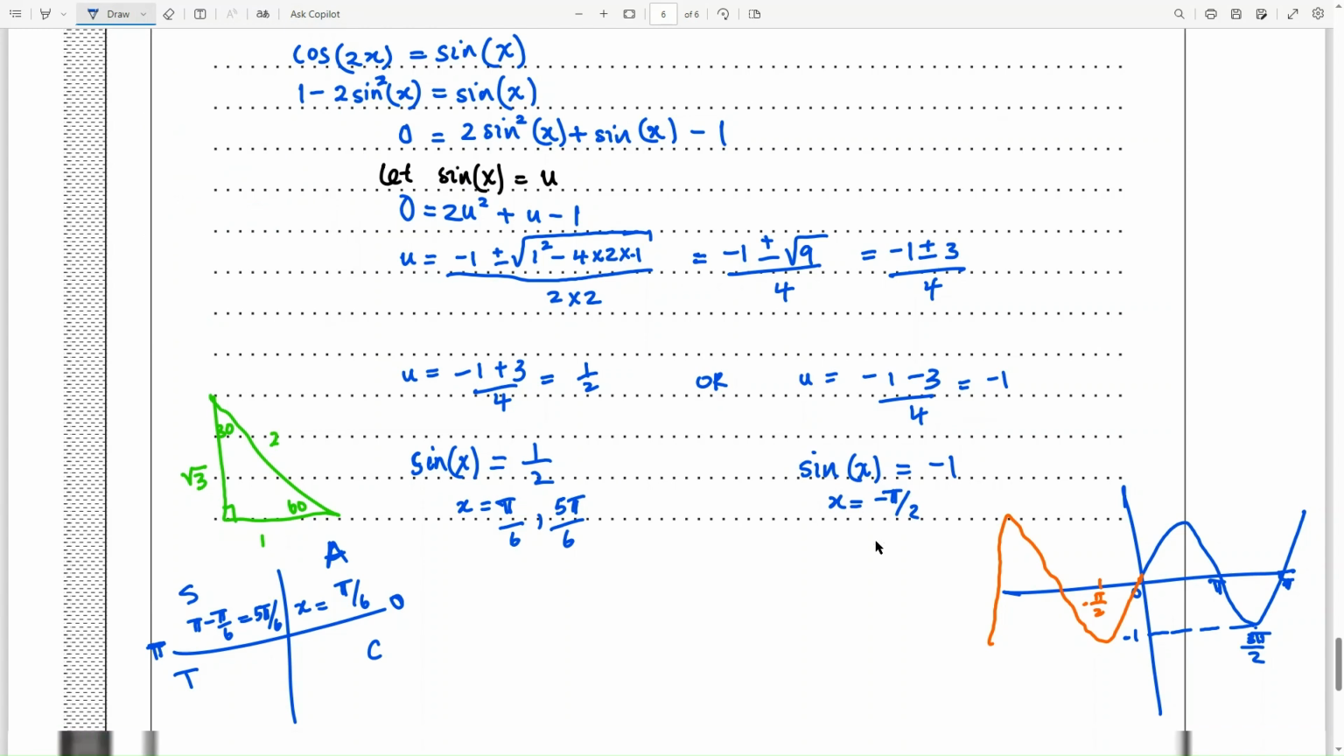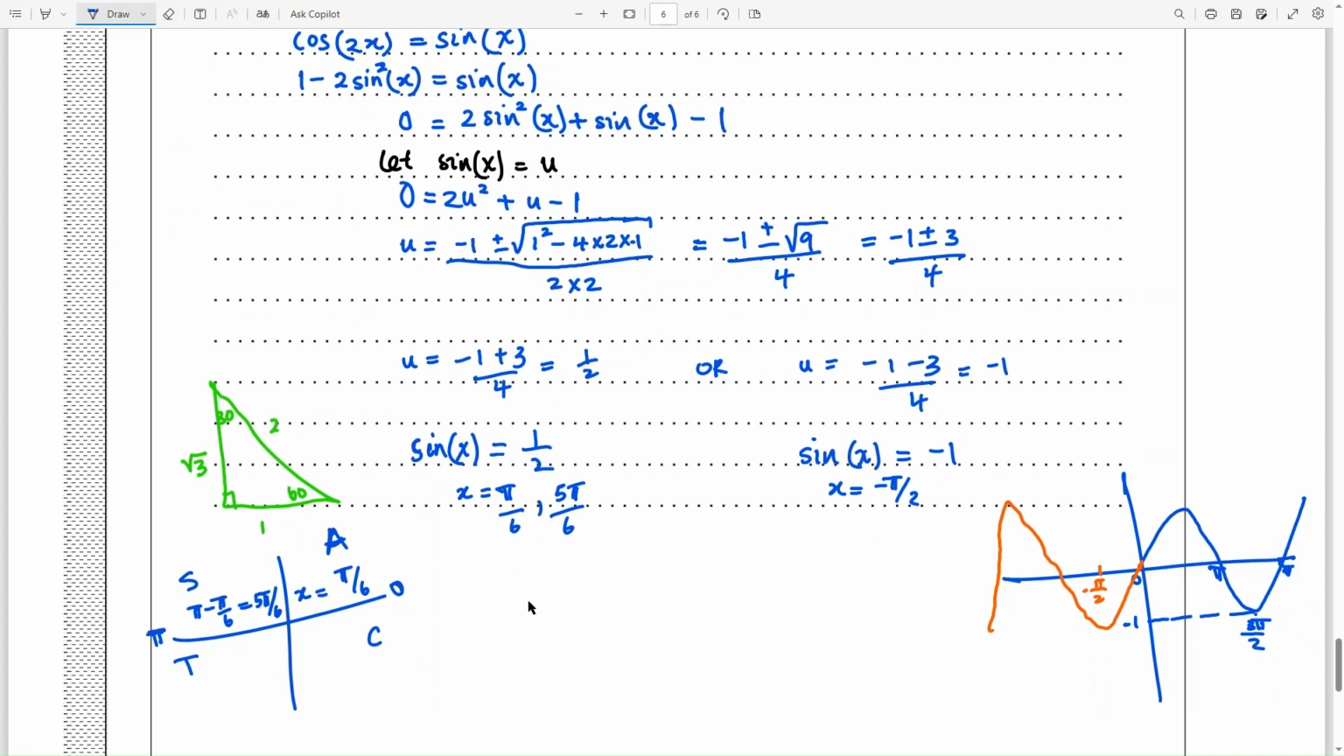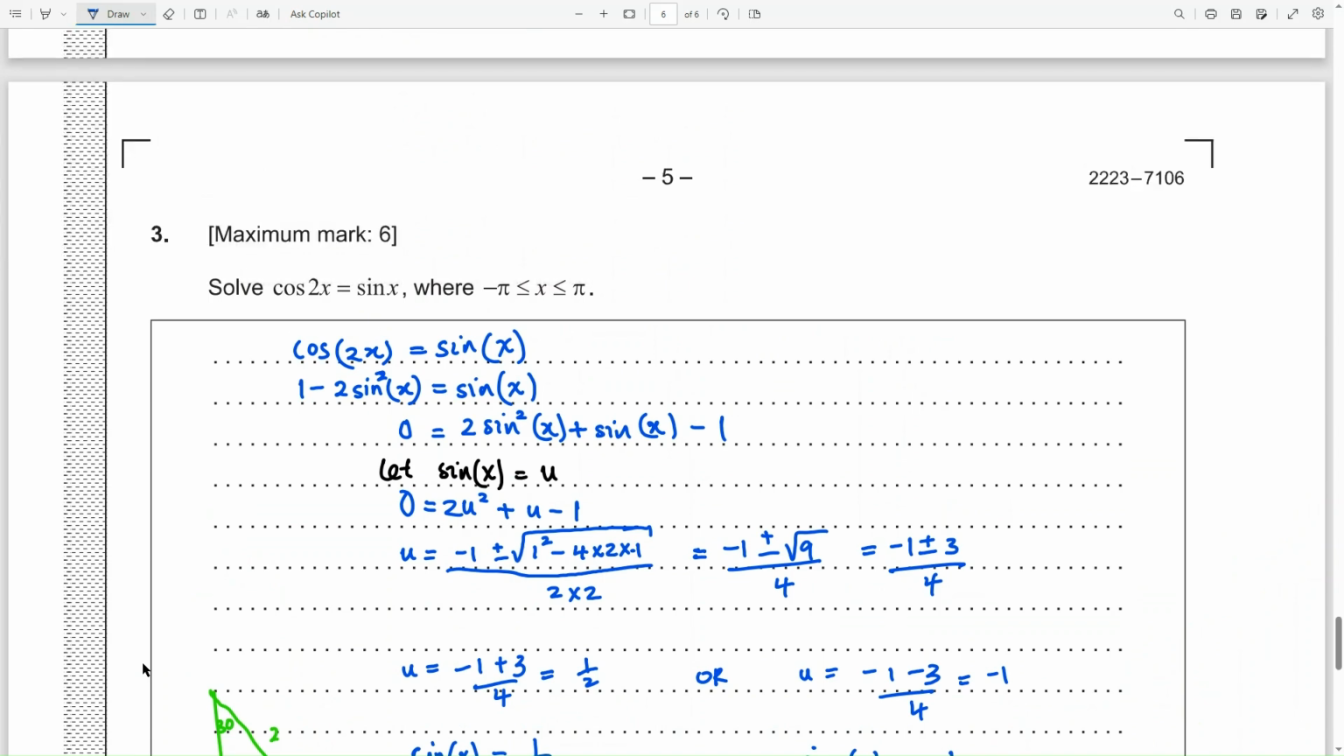Okay, so the answers are negative pi over 2, negative 90 degrees, pi over 6, which is 30 degrees, and 5 pi over 6, which is 150 degrees. Those are within the range that we were given, and that's why we're accepting them as correct solutions. That's it for this question.